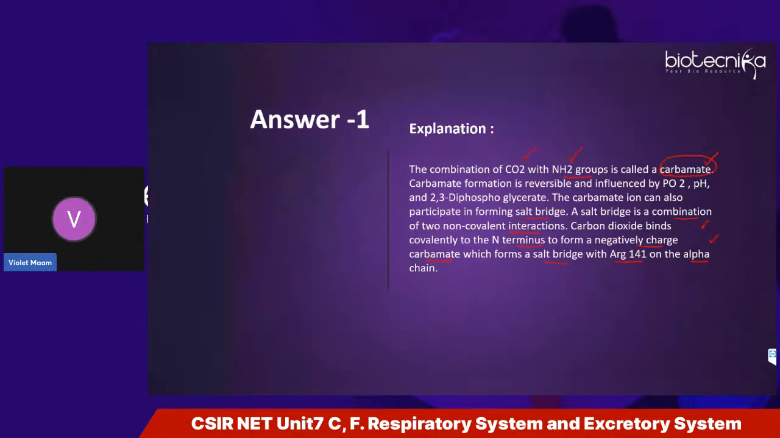Carbamate formation is a reversible formation, and it is influenced by partial pressure of oxygen, pH, and 2,3-diphosphoglycerate. All these are important statements that you need to know to be prepared for this type of statement-based questions that are asked from respiratory system. So let's move ahead and see the next question.